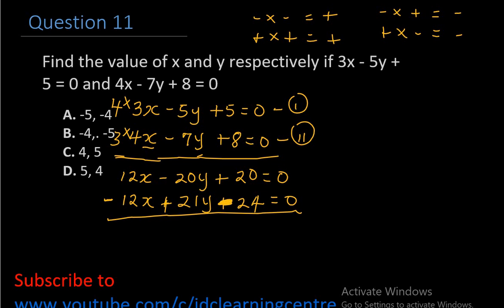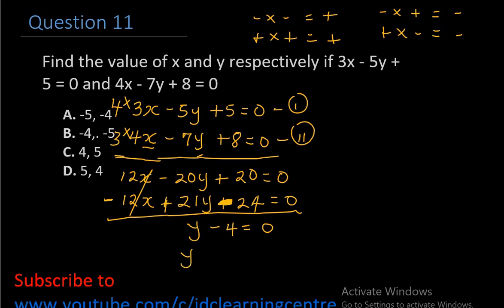12x minus 12x is 0. You've seen they've cancelled. Minus 20y plus 21y will give me, hold on. Okay, I'll be left with y. Minus 21y plus 21y will give me y. Plus 20 minus 24 will give me minus 4 equal to 0.